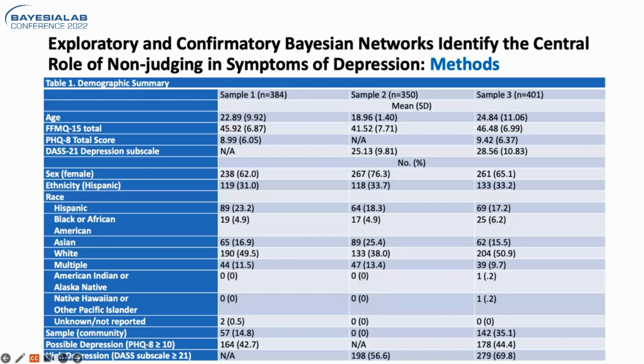So just an overview of the samples. In the first 2 samples, what we did is we were looking at the facets of mindfulness and depression symptoms, but we only looked at the PHQ in the first sample, and we only looked at the DASS depression scale in the second sample. And then in the third sample, what we did is we looked at both of them together. I'm not going to go through the demographics, but the samples for this kind of analysis were reasonably sized. They can be bigger, but they're not too small.